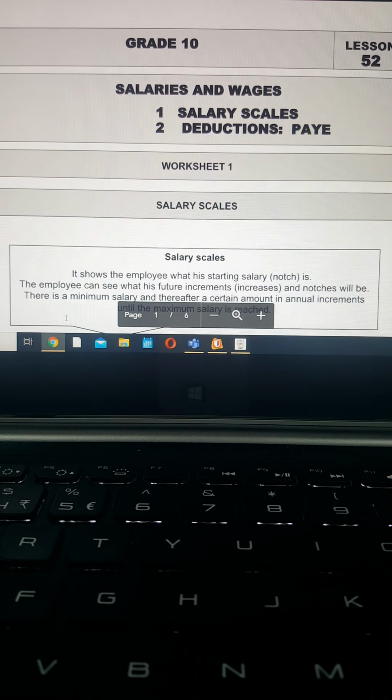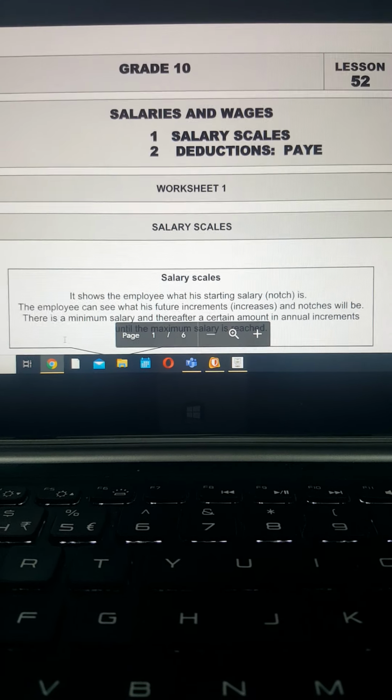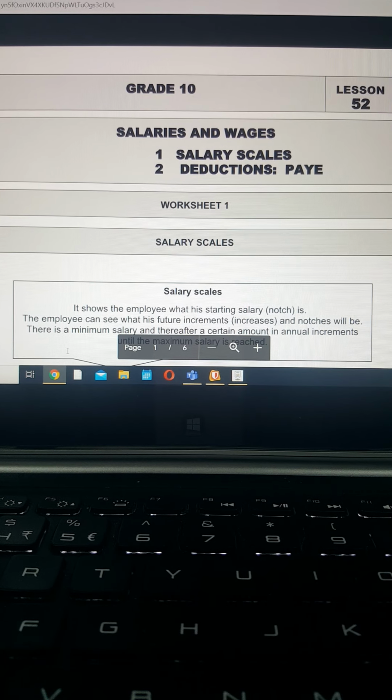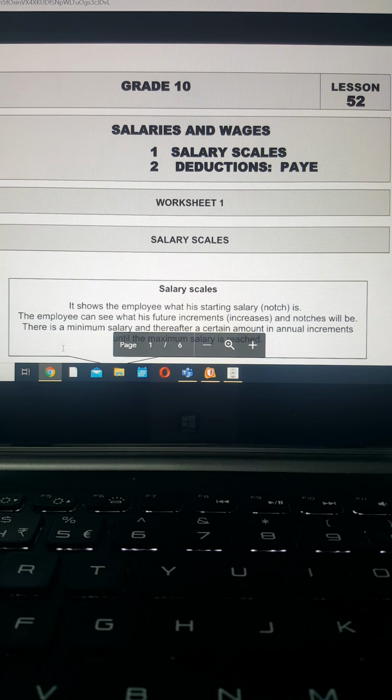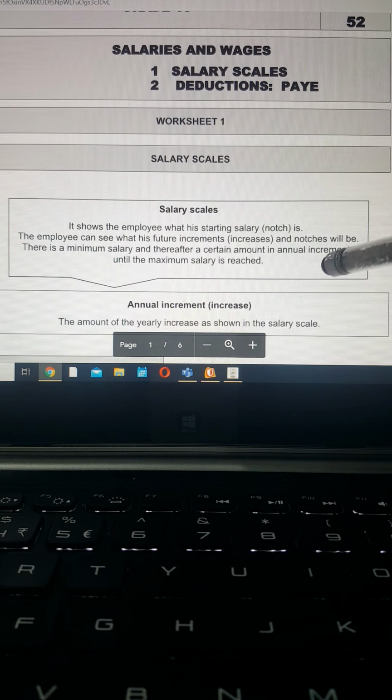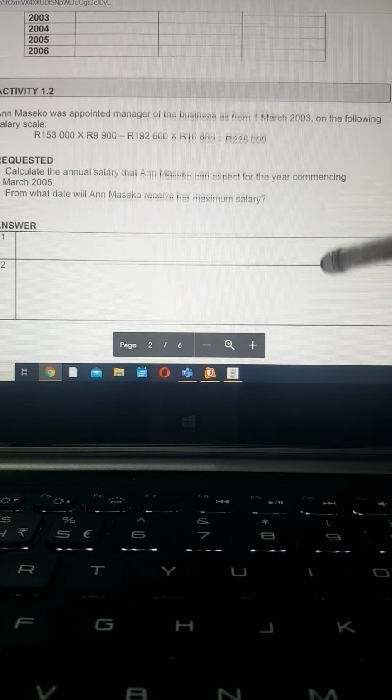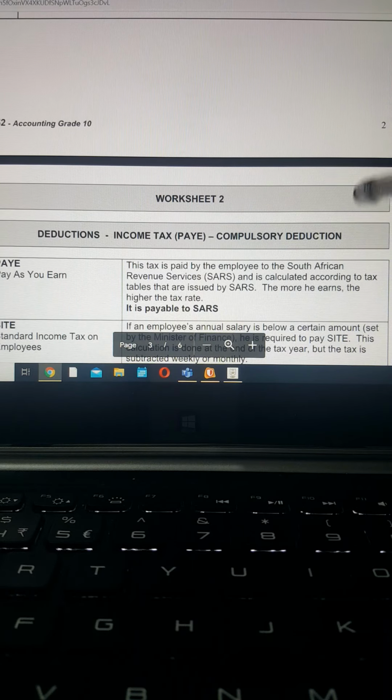Okay, we're still in the salaries and wages, and where I am at the moment is in your FET recovery notes, and we're at lesson 52, right? So what we're carrying on, we've done salary scales in the first video, and now we're doing deductions. Okay, deductions are very easy.